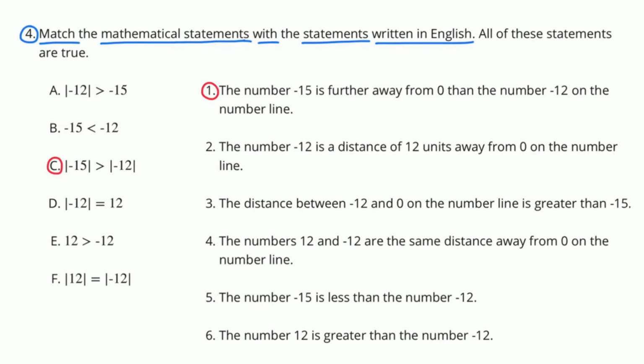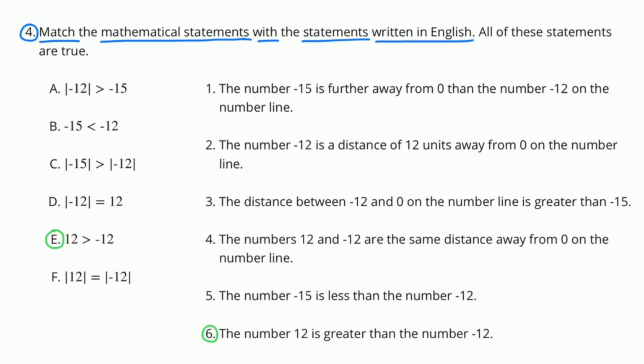C. The absolute value of -15 is greater than the absolute value of -12. That matches with statement number 1. The number -15 is further away from 0 than the number -12 on the number line. D. The absolute value of -12 equals 12. That matches with statement number 2. The number -12 is the distance of 12 units away from 0 on the number line.